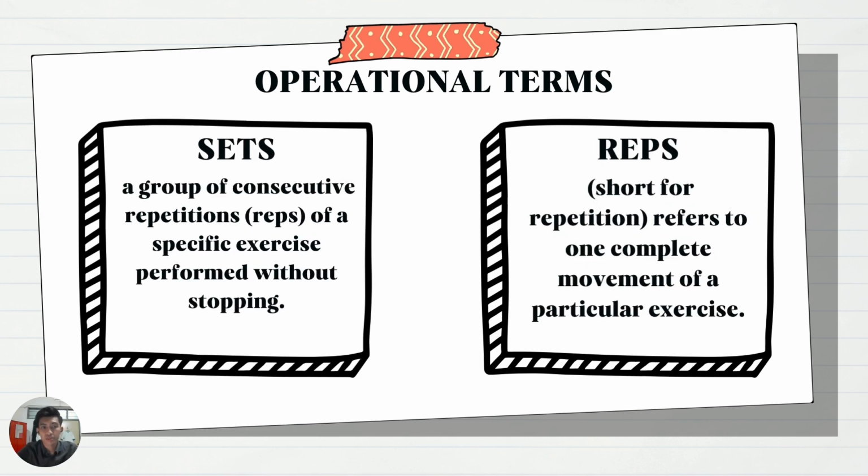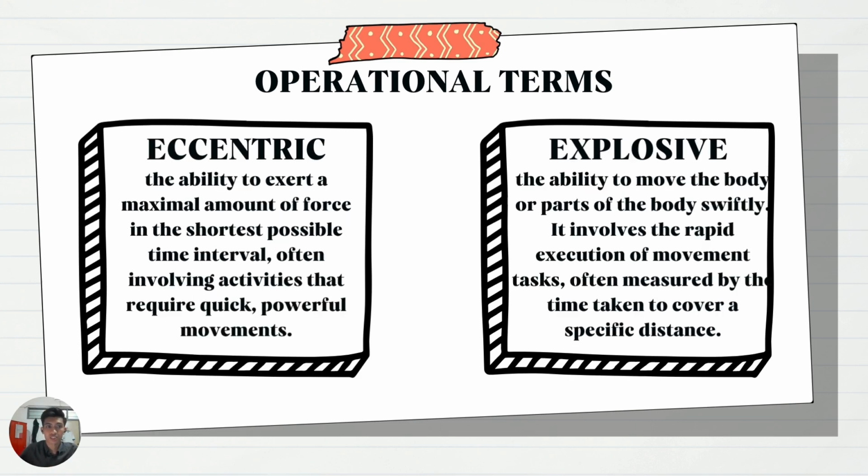Next is sets, which is a group of consecutive repetitions of a specific exercise performed without stopping. Fourth is reps, short for repetition, which refers to one complete movement of a particular exercise. The last two are eccentric and explosive. Eccentric is the ability to exert a maximum amount of force in the shortest possible time interval. And explosive is the ability to move the body or part of the body swiftly, involving the rapid execution of the movement task, similar to speed.